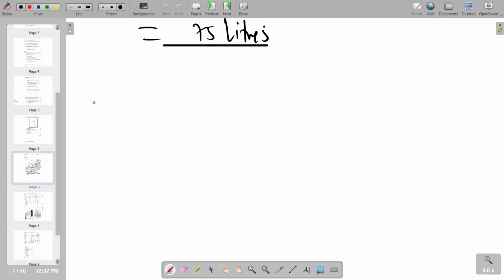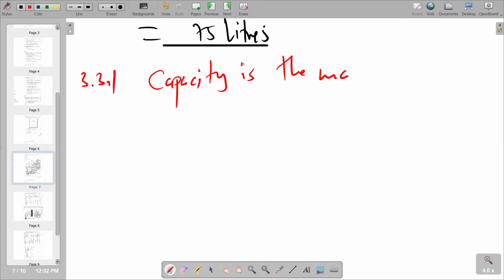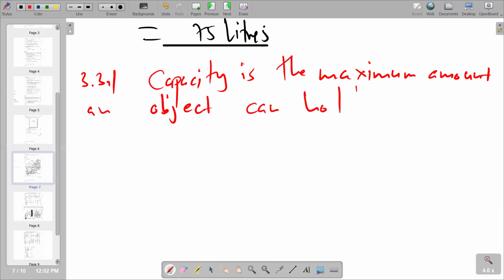So we can define that at 3.3.1, whereby we are saying capacity is the maximum amount an object can hold. So this is what we have.